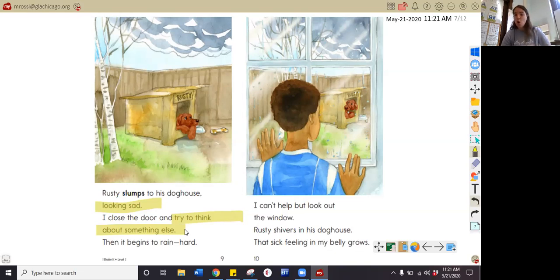Why does the boy say that sick feeling in my belly grows? Pause your video and answer that question now. In the story, I see that the boy can't help but look at Rusty. He keeps looking at him, and the feeling grows. So that makes me think that the boy feels worse and worse and worse about lying about who broke the vase. So the sick feeling is growing.